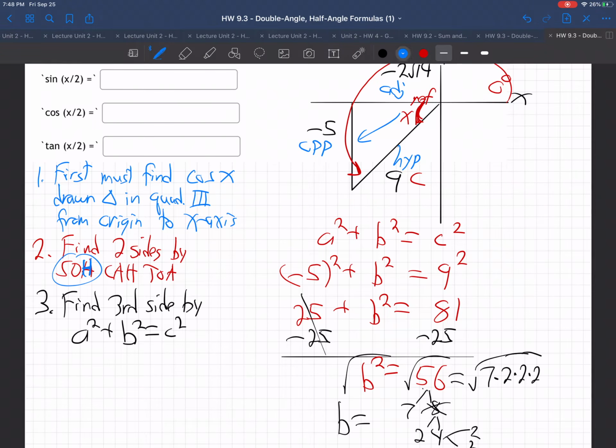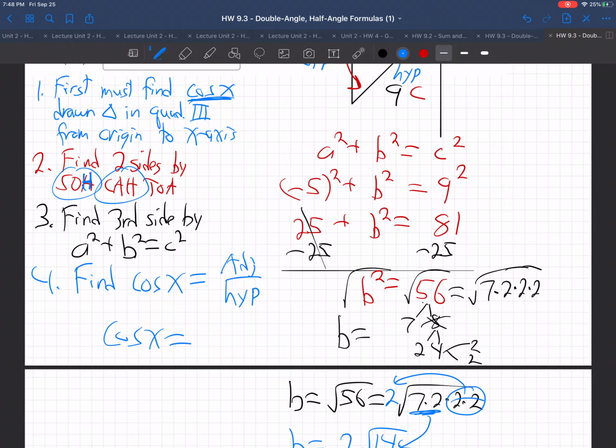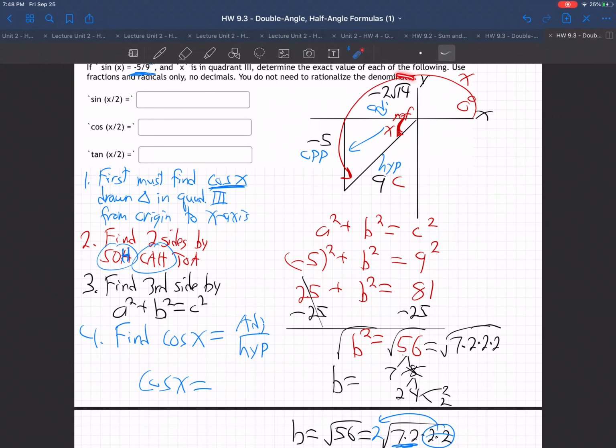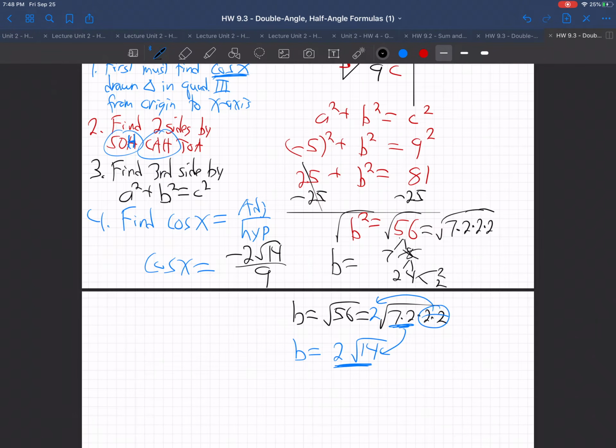Well, we can find the cosine of x. Right? All this work was to find the cosine, right? First we must find the cosine of x. What's cosine of x? SOHCAHTOA, right? Remember SOHCAHTOA? So it's adjacent over hypotenuse. Which side's adjacent? Negative 2 root 14, right up here, adjacent over hypotenuse. So it's negative 2 root 14 over 9, isn't it? So we got cosine x. All right, good deal. Now what?